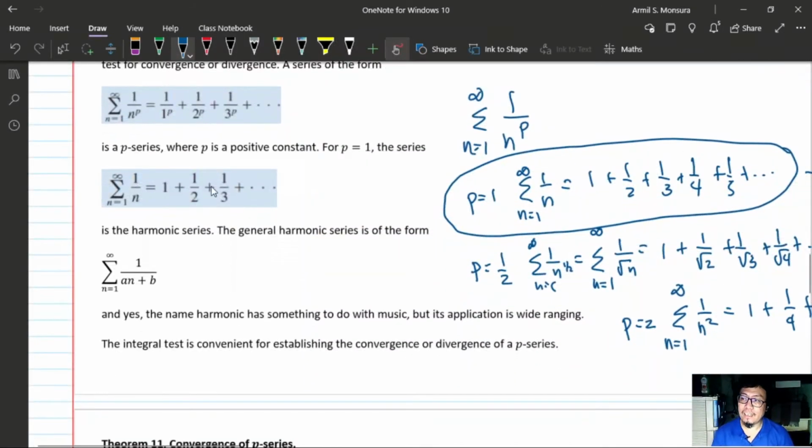Now, the general harmonic series is of the form of this one. We have here a scaling factor and a term added to the scaled n. Again, the name harmonic has something to do with music, sound, and vibration of strings.